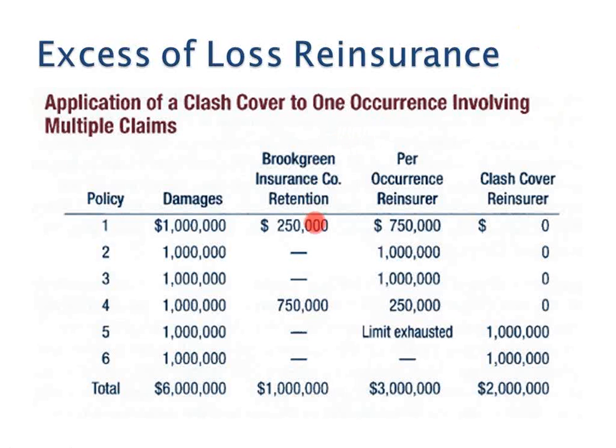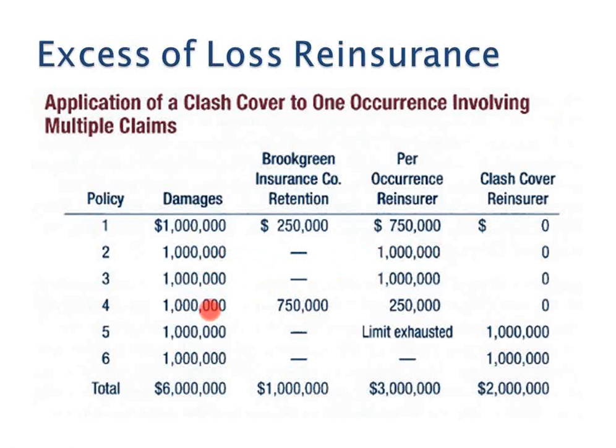In this case, we have one occurrence involving multiple claims. We have 6 different policies here, and these are different policies of different types. That's the first thing you have to keep in mind. The first one has a retention for the primary of $250,000 and a per occurrence of the reinsurer of $750,000. The damages were $1 million. There's nothing that kicks in at this point. On this one, per occurrence, there's nothing for the reinsurer to kick in.